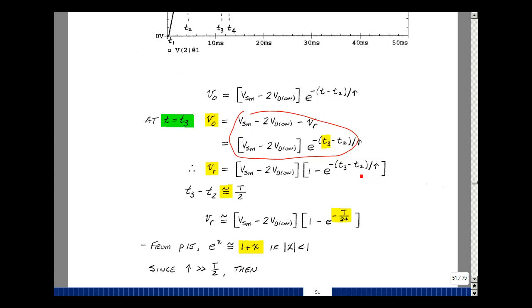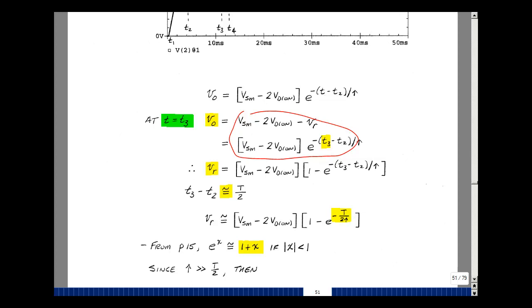T3 minus t2, that's a little bit shorter than half the period. Half the period is t4 minus t2. Plug that in, it's an approximation. I have e to the minus T over 2 divided by tau. I've got an exponential where this term here is less than 1. Our value of tau is much larger than half the period.